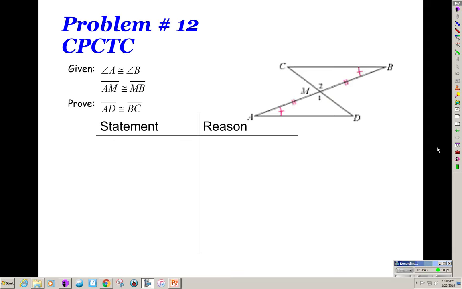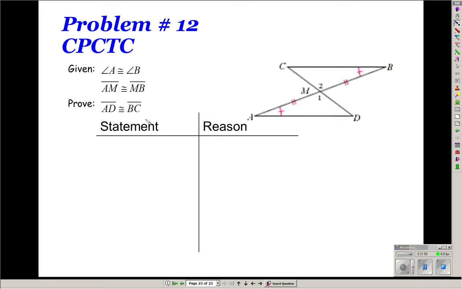So here's another proof. We're given angle A is congruent to angle B, and segment AM is congruent to segment MB. Prove segment AD is congruent to segment BC. They're not saying prove the triangles are congruent, but we do have to prove the triangles are congruent and then go one step beyond. So let's start with what we're given. Angle A is congruent to angle B, and segment AM is congruent to segment BM. Segment MB is the way they write it. And that is given.